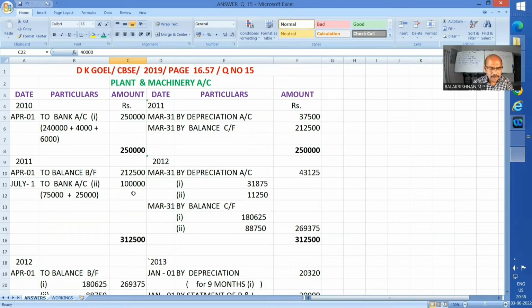Okay. Then I find that the next event during this financial year is a purchase for 1 lakh: 75,000 plus 25,000 expenditure together. Is it not so? 75,000 and spent 25,000 on its overhaul. So 1 lakh together I put it. Nothing else happened. So I'm making the depreciation entry. The calculation has to be made.